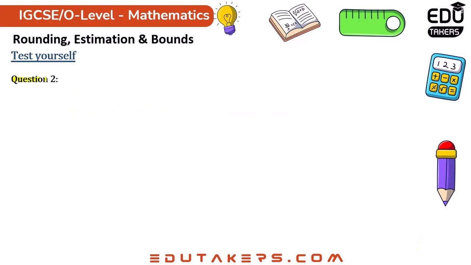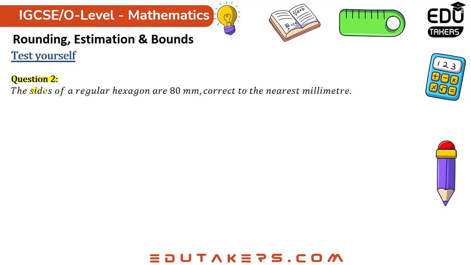Question number 2. The sides of a regular hexagon are 80 mm, correct to the nearest millimeter. Calculate the lower bound of the perimeter of the hexagon. Here the degree of accuracy is 1. It's a 2-mark question.